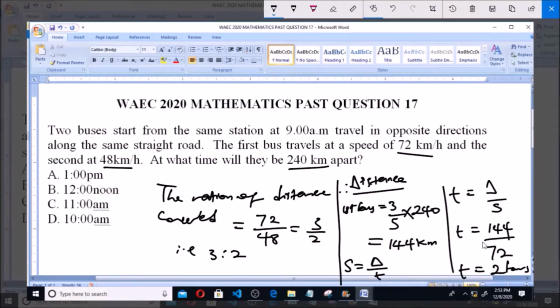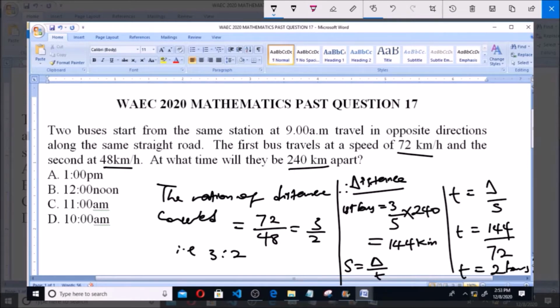So it will take the first bus 2 hours to cover a distance of 144 kilometers. Now, the question says, at what time will they be 240 kilometers apart? It simply means that in these exact 2 hours, the first bus covers this distance, and the other distance, which is 240 minus 144, will also be covered by the second bus in that same 2 hours. So at exactly 2 hours, the two buses have covered this distance altogether. Since they are 240 kilometers apart, at exactly 2 hours, they have covered these two distances.